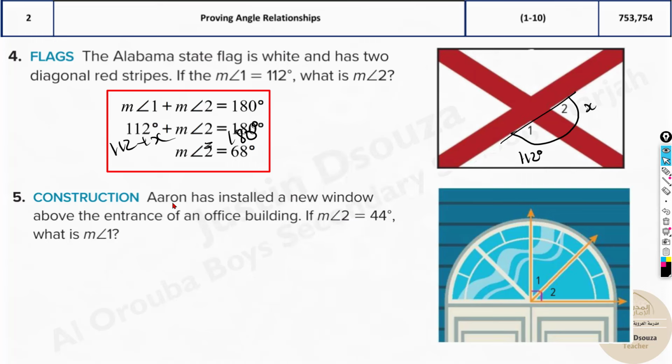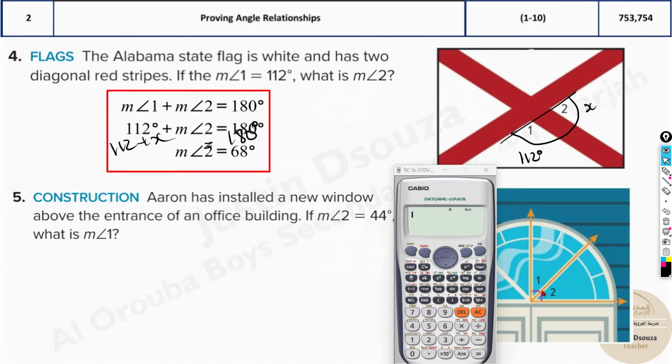The next question is about construction. Aaron has installed a new window above the entrance of the office building. Measure of second one is 44 degrees. What is the first one? Let's use a calculator. Over here, the total is 90, but you know the measure of one is unknown. X plus second measure is given as 44 degrees. That must be equal to 90, so it will be 46, the remaining. Press shift and solve. This is not the answer. This one is the answer, 46.